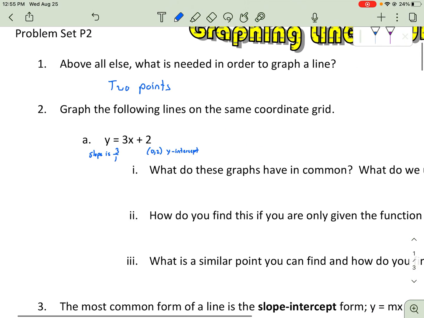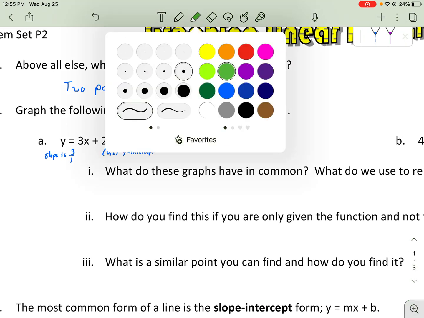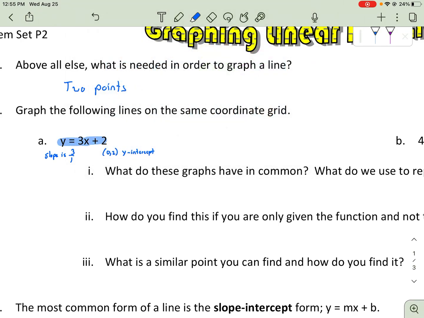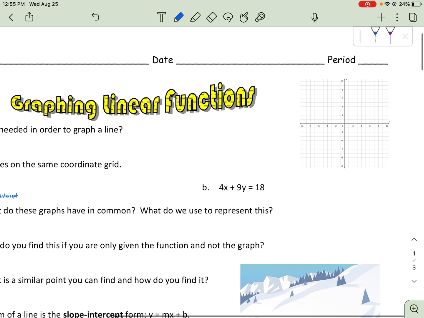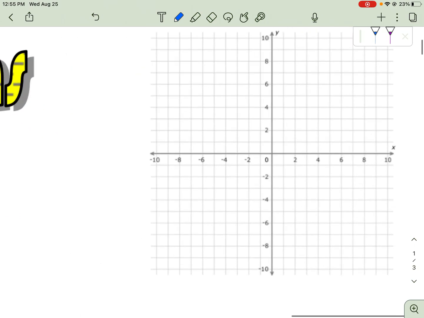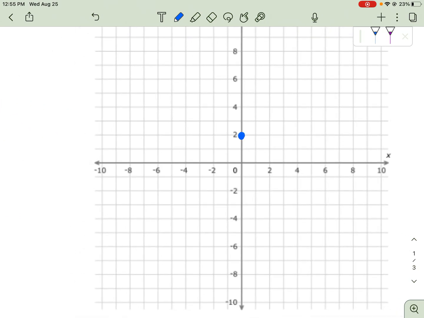Okay, so on this graph over here, color code this for you. This will be the blue one. We can put the point 0, 2 on there. Make sure you write your points correctly. 0, 2 goes 0 left and right, and then up 2.